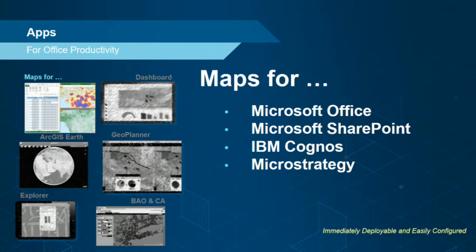So there are a number of Maps for products. And all of these are business system integrations. Just like Maps for SharePoint is an integration into this existing system called Microsoft SharePoint, we also have integrations into other business systems such as Microsoft Office through ArcGIS Maps for Office. We have integrations into Cognos and MicroStrategy. So if you have these other business systems as well, we do have integrations, and I encourage you to check them out too.